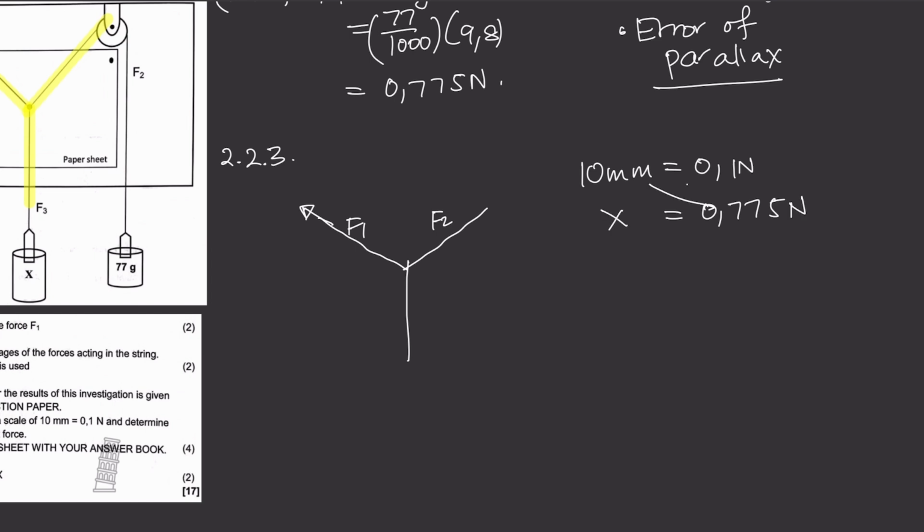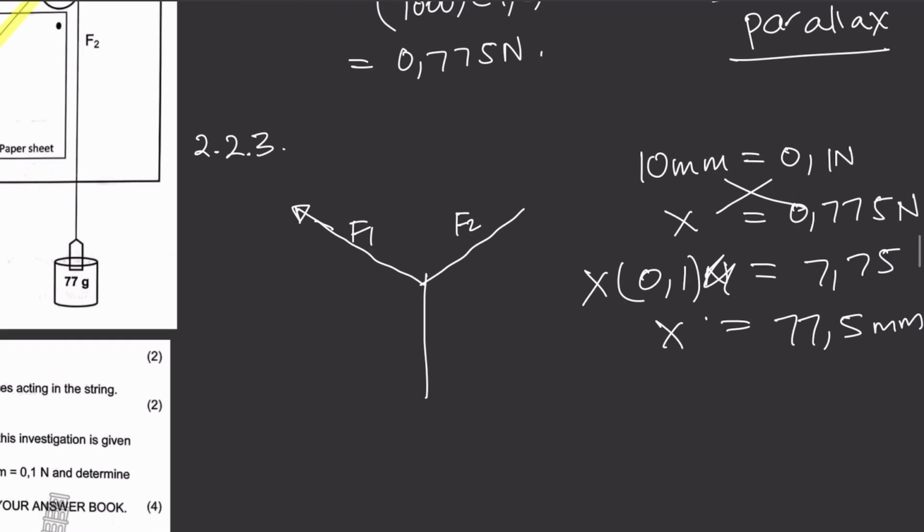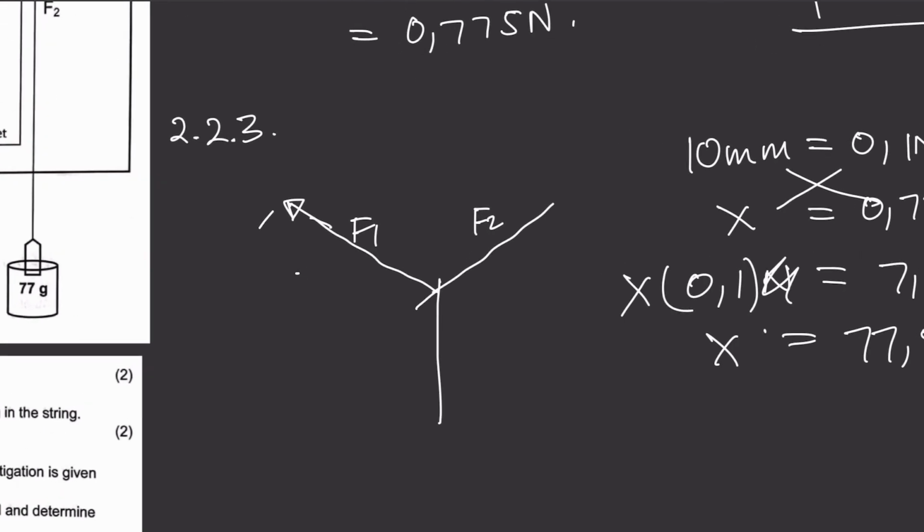So if you want 0,775, you want to know how many millimeters that needs to be. All you need to do is cross multiply. So 0,1 N equals 10 millimeters, and 0,775 N equals x. Then x equals 7,75 divided by 0,1. That should be 77,5 millimeters. So this length should be 77,5 millimeters.